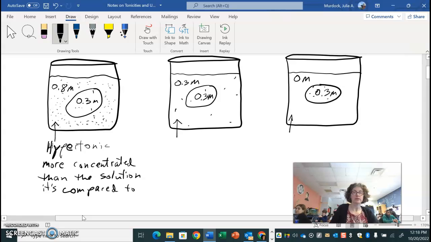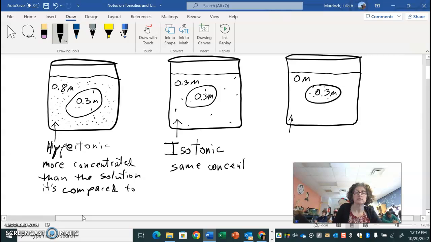The middle beaker, since the concentrations are the same, we call that isotonic. Isotonic, which means same concentration as the solution it is compared to.